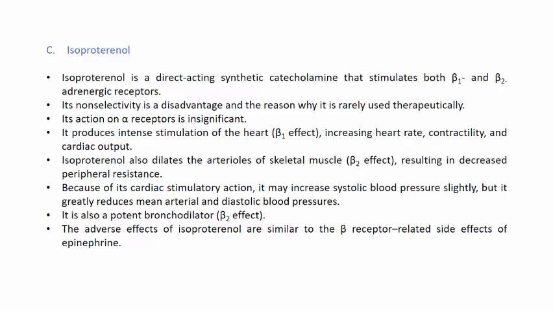And because of its cardiac stimulatory action, it may increase systolic blood pressure slightly, but it greatly reduces mean arterial and diastolic blood pressure. It is a potent bronchodilator, which is a beta 2 effect, and the adverse effects of isoproterenol are similar to the beta receptor related side effects of epinephrine. Meaning the adverse effects are similar to the beta receptor related side effects of epinephrine. Okay.